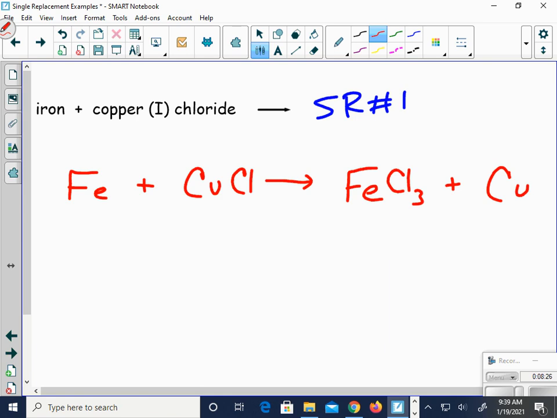Now, I definitely need to balance this up. So I could do so by placing a 3 here. That balances up my chlorines. I could place a 3 here. That balances up my coppers. Now, do I have a balanced chemical equation? Yes, I do. Any questions over that one?